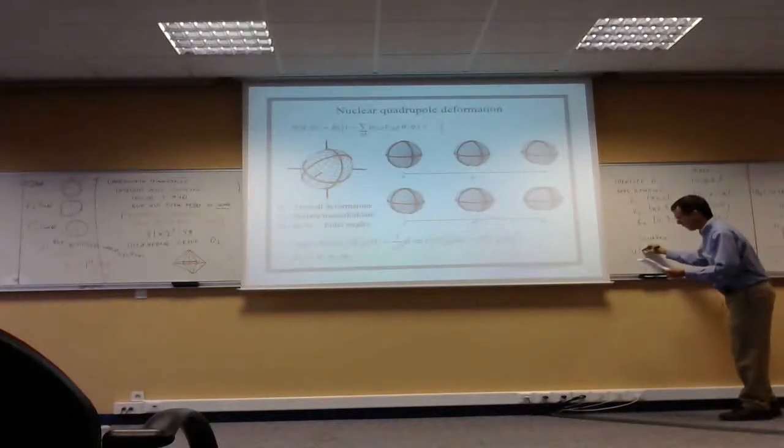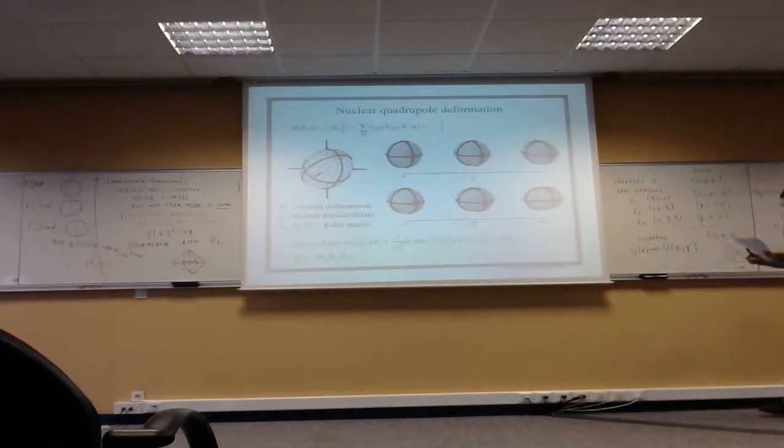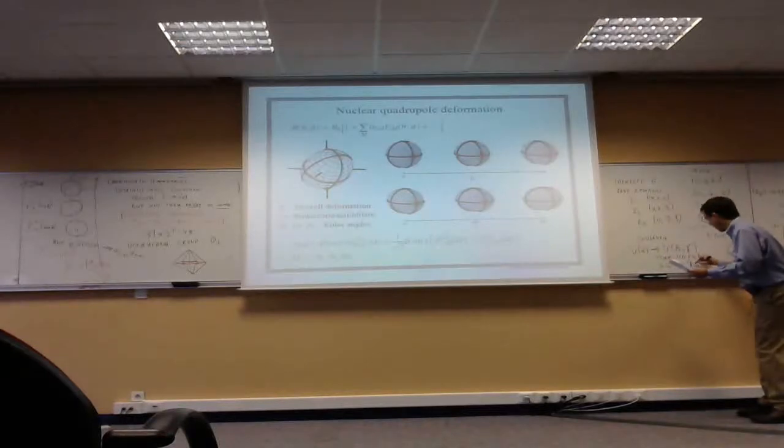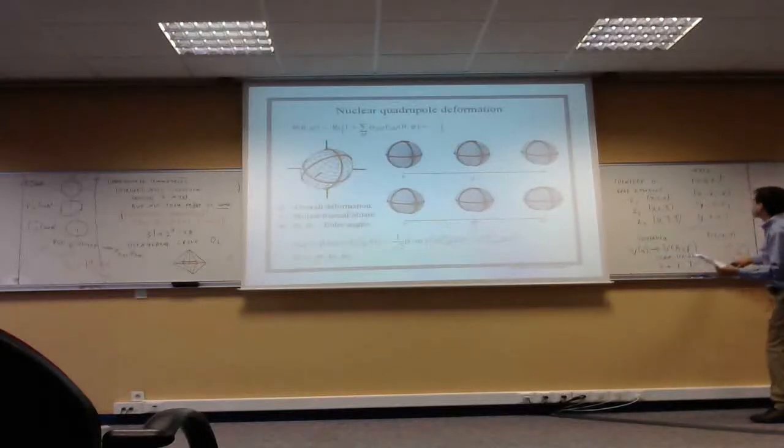So the moral was V of alpha should be a V of beta gamma to be invariant under rotations in general, independent of Euler angles, and then it should be symmetric under these operations, gamma to minus gamma, and gamma to gamma plus 2 pi over 3.